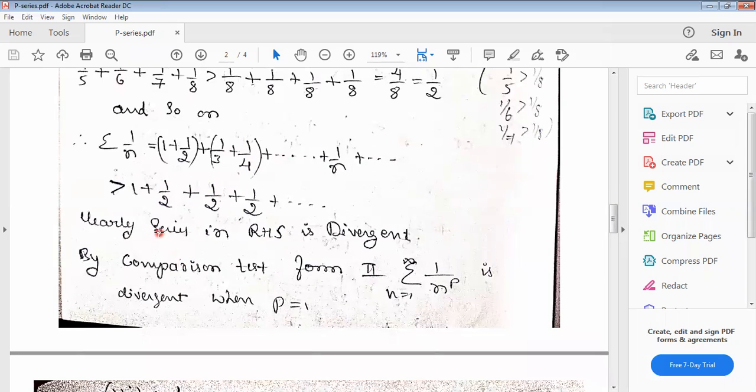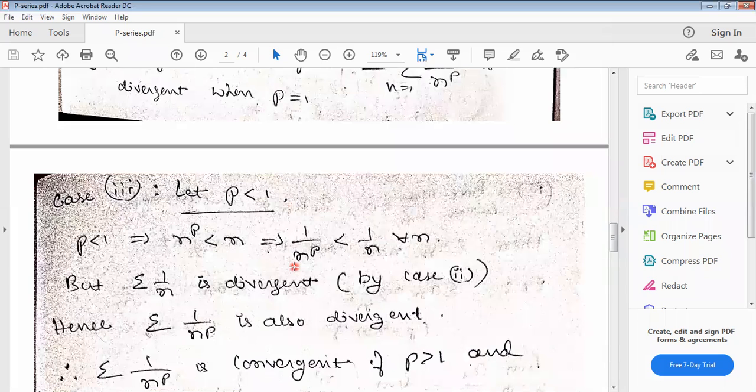See, clearly the series in the RHS is divergent. Now, by second comparison test, sigma 1 by n power p is also divergent. This is when p is equal to 1.